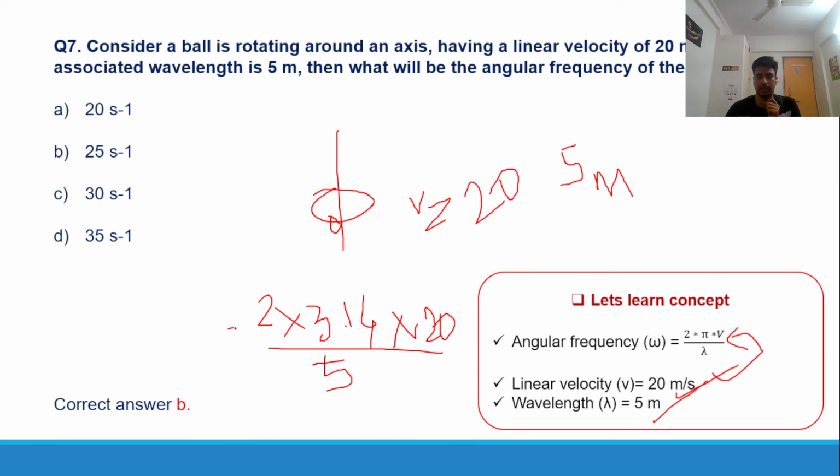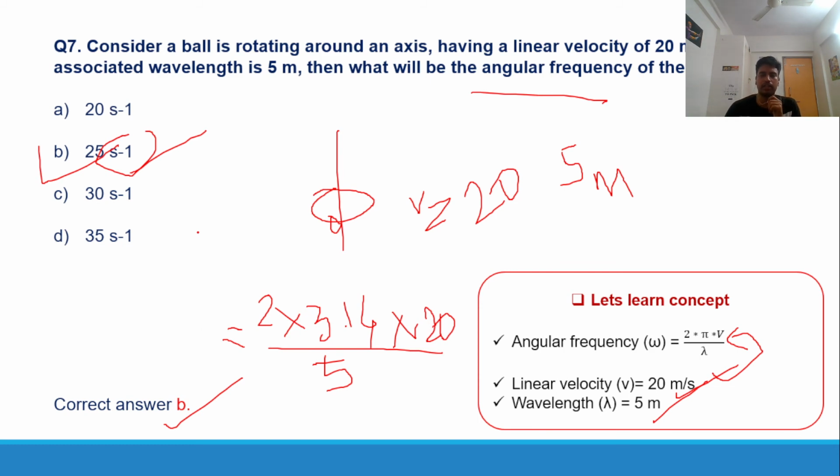So when we calculate it, we actually get 2 into 40 into 120 by 5, which is something around 25, 24 point something, nearby 25 second inverse. Okay, and make sure you know the angular frequency is in second inverse, so the units are correct. So the correct answer is B.